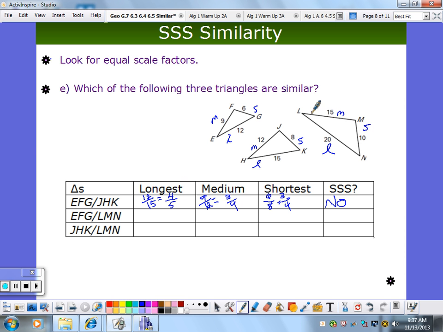All right, let's try a different one. EFG and LMN. So I'm looking at these two right here. So let's see, the longest side on the first one there is 12, and then 20. And so let's see, what is that, 3/5?